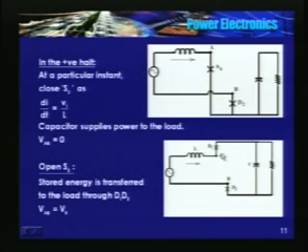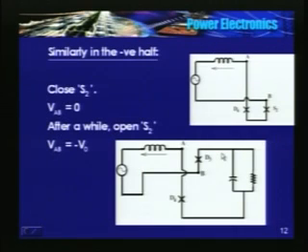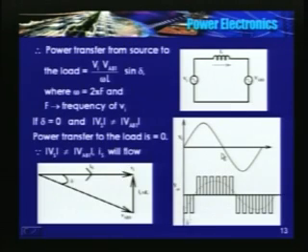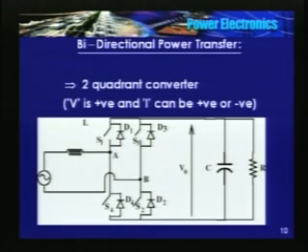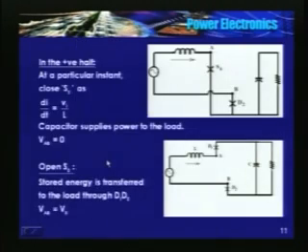So even if I close S1 here, current was flowing in this direction. Even if I close S1, current will not flow through S1, current will flow through D1. D1, capacitor, D2, back to the source.